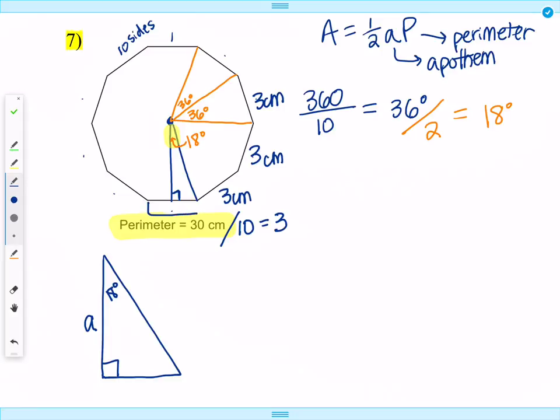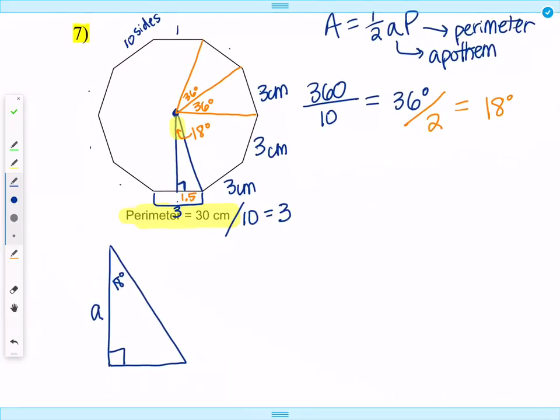But the key thing that I want to focus on is this right triangle that we have redrawn. We know that it's 3 for the whole length of the bigger triangle, and so this right triangle would be half of that, so it would be 1.5 centimeters. So down here on my triangle where I redrew it, I want to label 1.5 on the bottom.